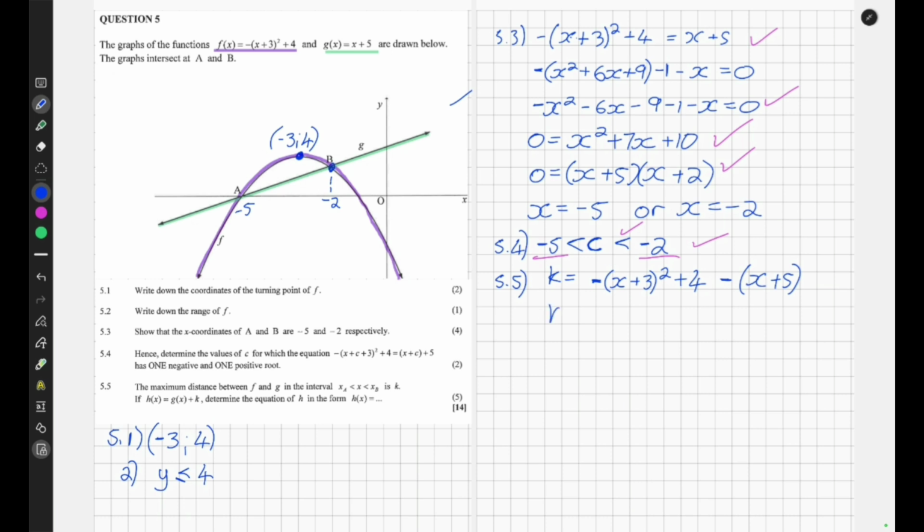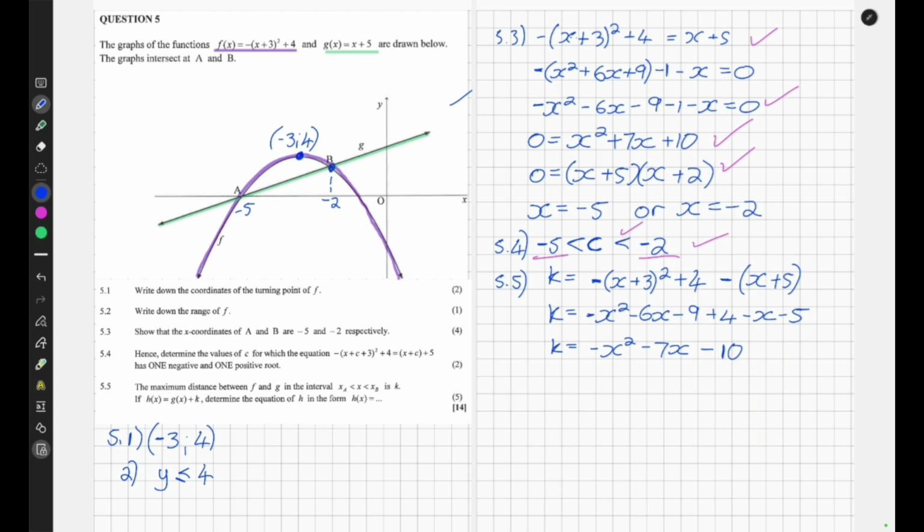So now I am just going to simplify this, and you would notice it's exactly the same sum as we did in 5.3, because we also then moved over and we subtracted the x plus 5. So I can basically just copy the steps I did in 5.3, and eventually my trinomial would be x squared plus 7x plus 10 again. But let's just do that properly. There we go. So that's the equation for the distance between the two graphs between A and B.